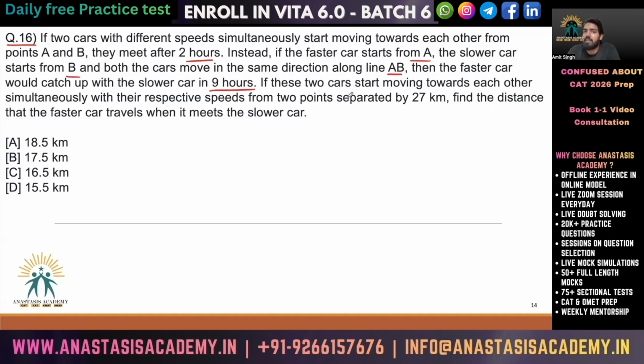9 hours. If these two cars start moving towards each other simultaneously with their respective speeds from two points separated by 27 kilometers, find the distance that the faster car travels when it meets the slower car.